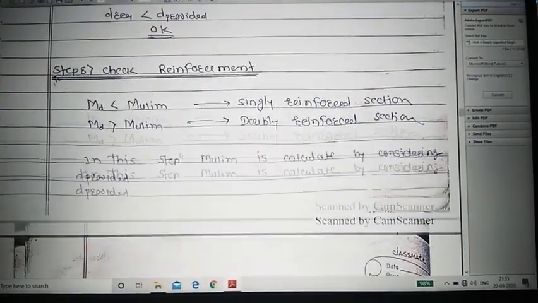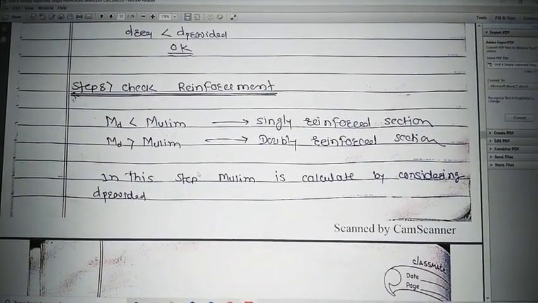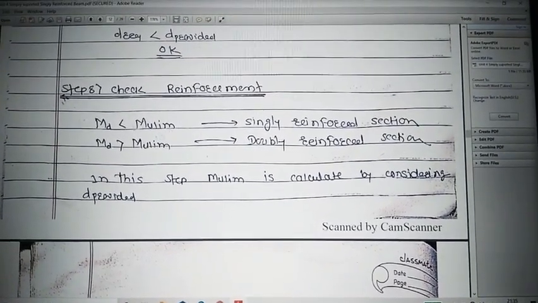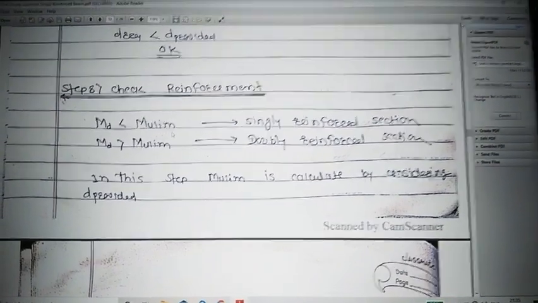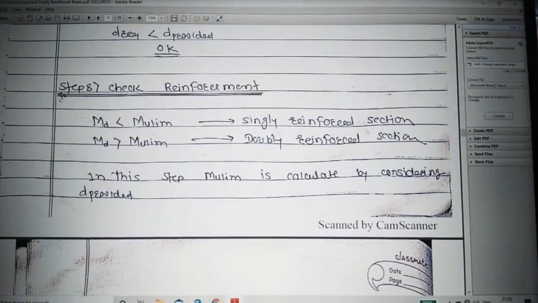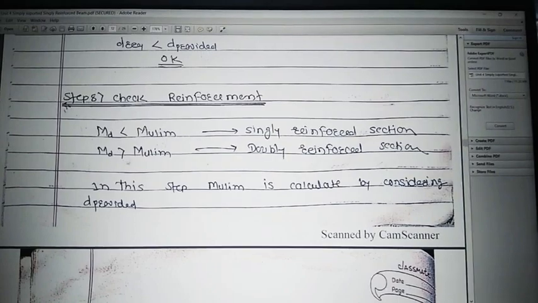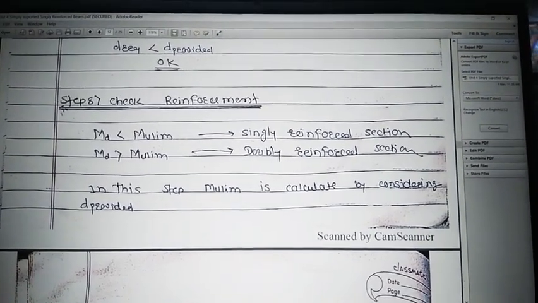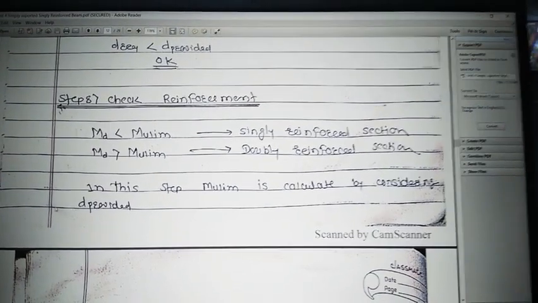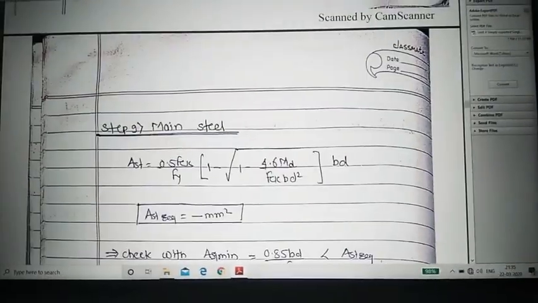After that, check reinforcement. Check reinforcement means what? Which reinforcement you should provide for that particular beam, single reinforced section or double reinforced section. So if your MD is less than MU limit, we should design that particular beam as a single reinforced section, and if your MD, meaning design or factored bending moment, is greater than MU limit, design your beam by considering the double reinforced section. While calculating MU limit, you should consider the provided depth.